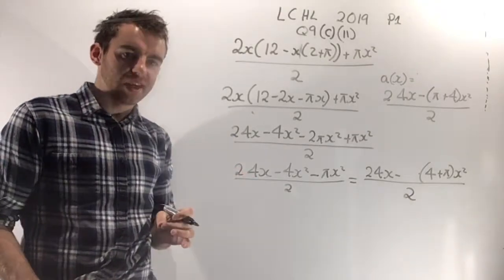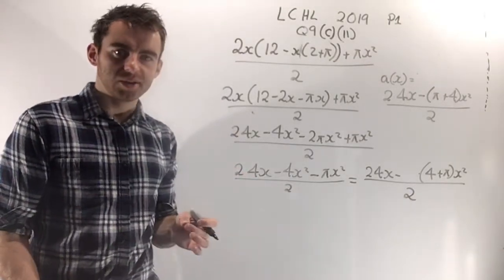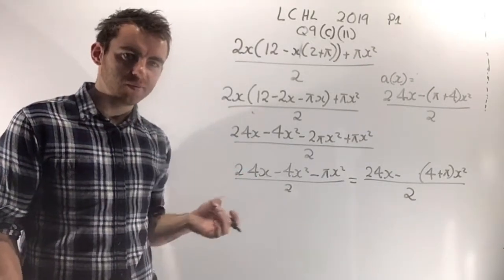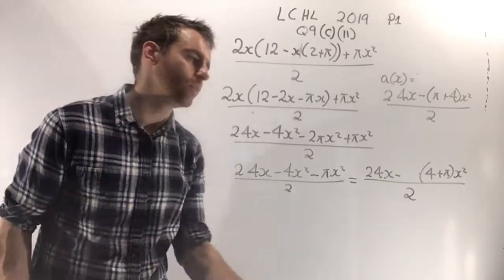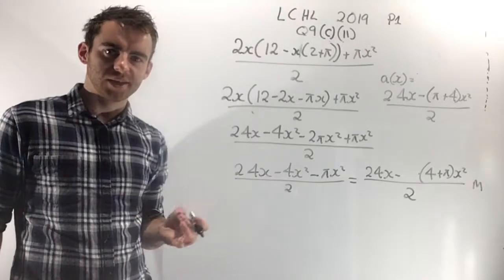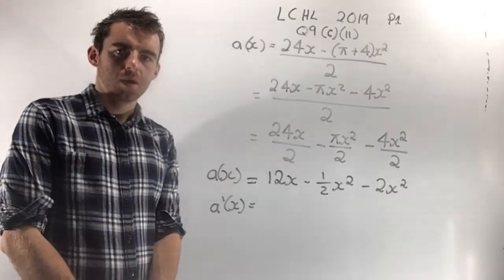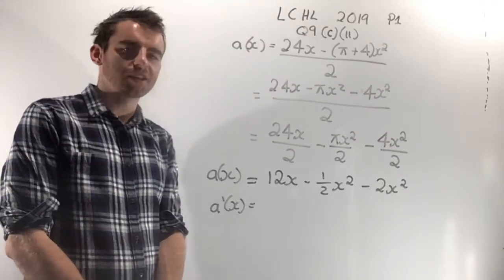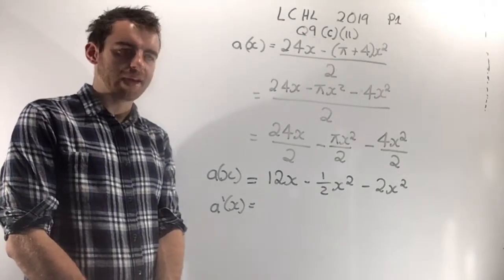Now, just to be safe, we are dealing with meters here. It told me that x was in meters, that y was in meters, and that the perimeter is 12 meters. So just to be safe, I'd always add in meters at the end, since we are dealing with units. Okay, the next part, C part 2, asks me to find the derivative of A of x.